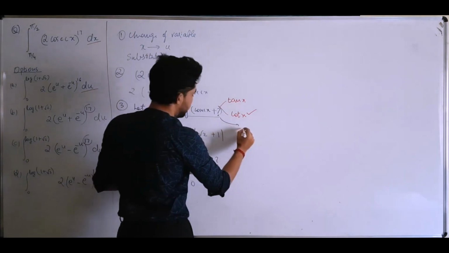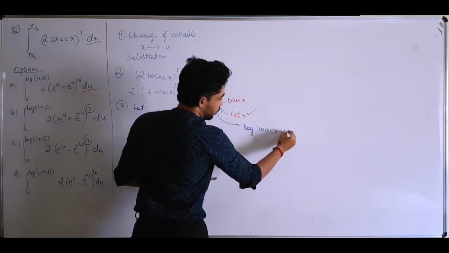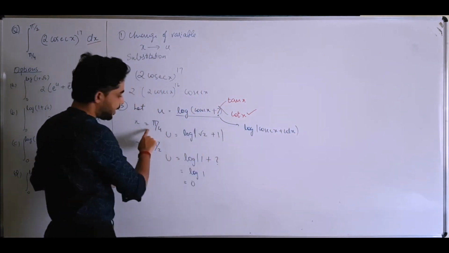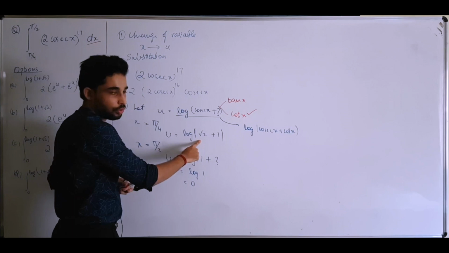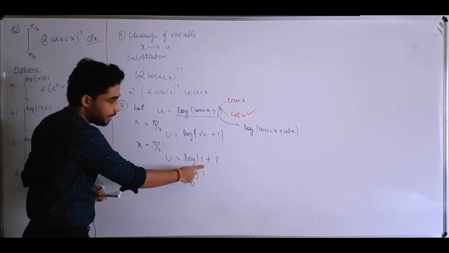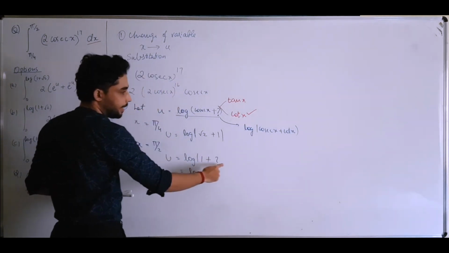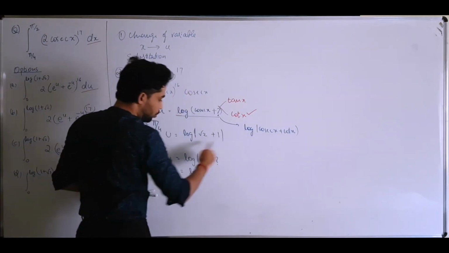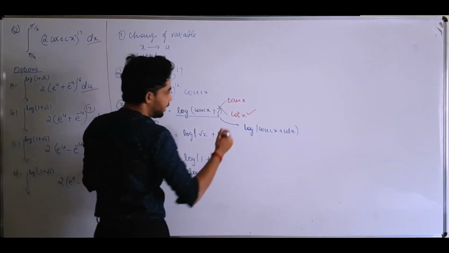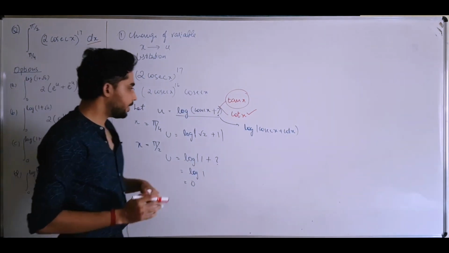Because only if you substitute this, check this out, if I substitute this as log of cosec x plus cot x, then you will get this. At x is equal to pi by 4, cosec x is root 2 plus cot x, which will be 1, and at x is equal to pi by 2, cosec is 1 and cot pi by 2 is 0, so you will get log 1 is equal to 0. If you are taking tan, it will go to infinity and you won't get this limit.